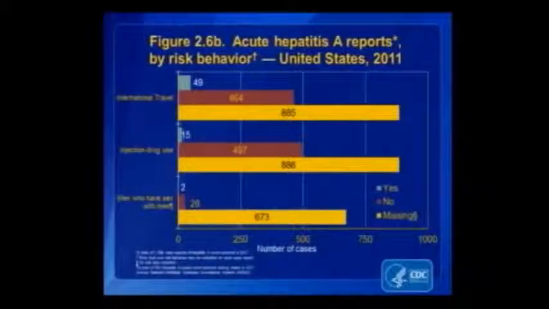And for risk behaviors, of course, international travel, with 49 reported there, 15 reported injection drug use, and 2 reported that they were men who had sex with men.